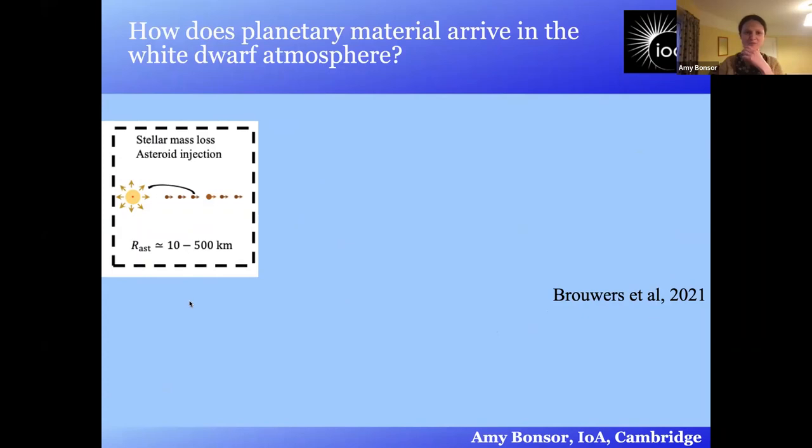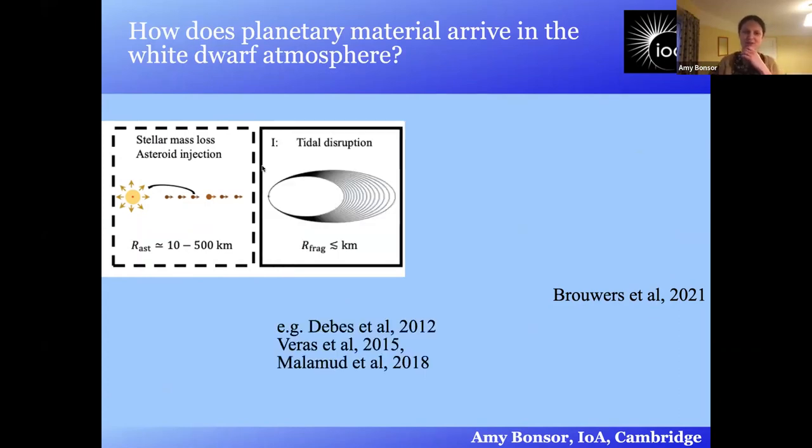So I'm going to use this cartoon to tell us about how planetary material arrives in the atmosphere. This is from Mark Brown's paper. So we have stellar mass loss, which is injecting an asteroid potentially into the inner system on that highly eccentric orbit. That asteroid is torn to pieces and tidally disrupts, forming this disk of shredded fragments that's very, very eccentric and potentially has, as Uri Malamud showed recently, a very large width in the outer regions of that disk.